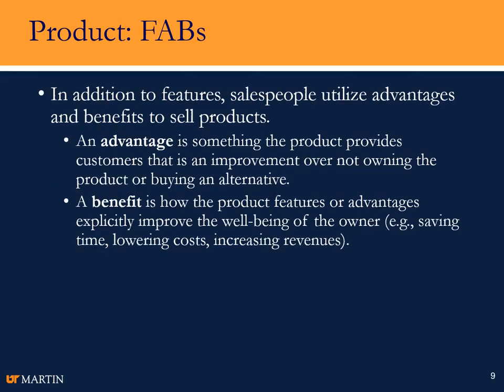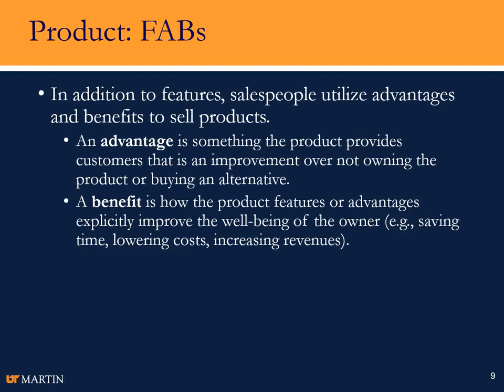In addition to features, a lot of salespeople will tie those to advantages and benefits to help them sell products. An advantage is something about the product that provides the customer an improvement over either not owning the product or buying an alternative. So the advantage of having a mower is that you're able to cut your grass faster than if you cut it with scissors. The advantage of having an apple is that you're going to have more access to nutrients.